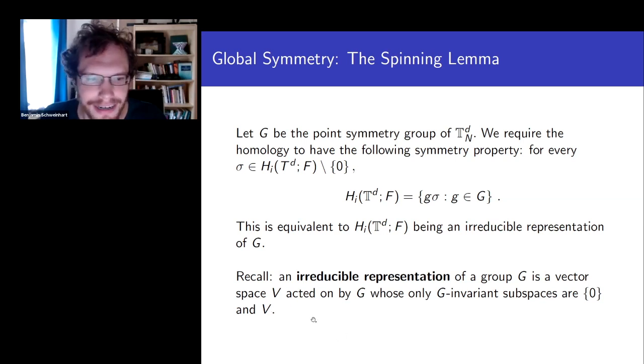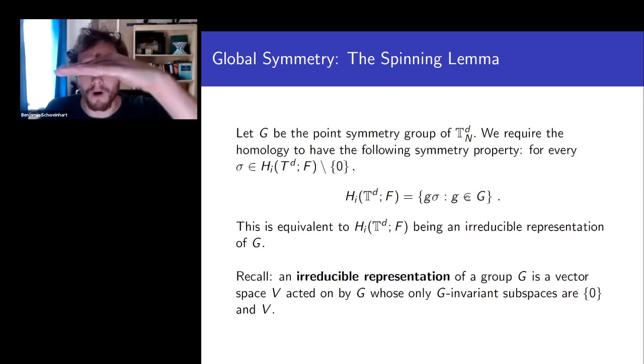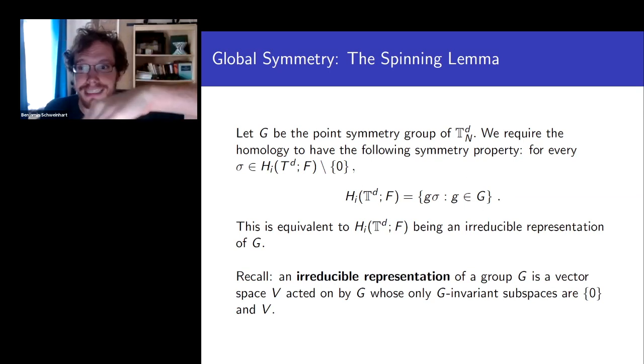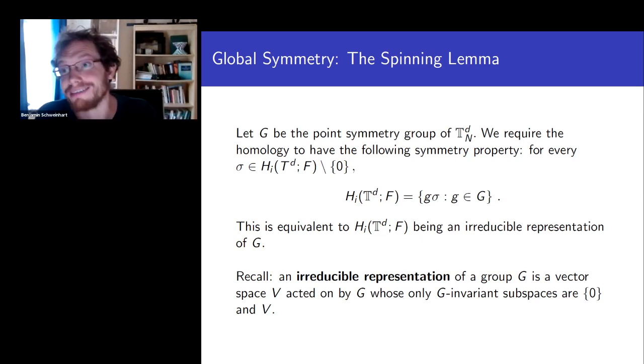So what we're saying up here is we're looking at a line in our vector space, the line generated by sigma. And this is telling us that if we take all of the images of that under the symmetries of our torus, then that will give us a basis. Well, that would give us a spanning set, rather. It might not be linearly independent. It will give us a basis for the homology of the torus. Okay, so I'm going to show you some more specific examples of this property, and we'll have a proof that the one-dimensional homology of the 2-torus has this property in a couple of slides.